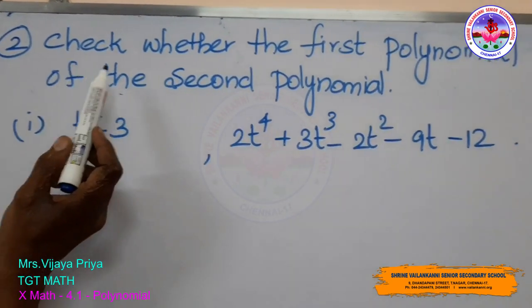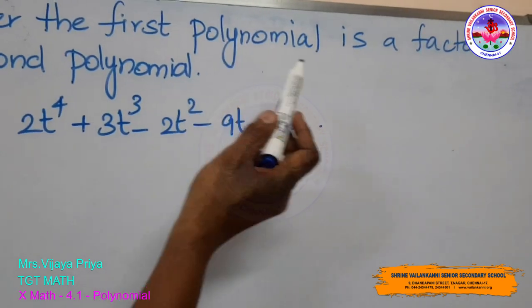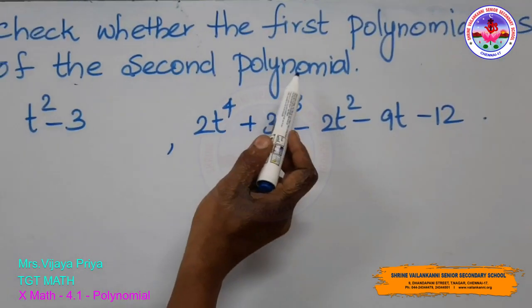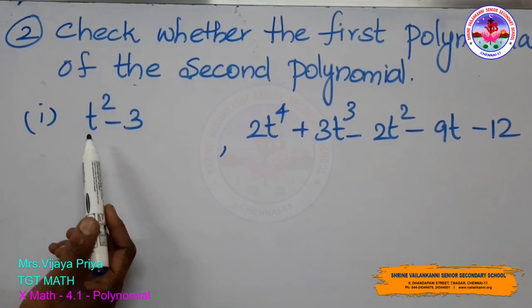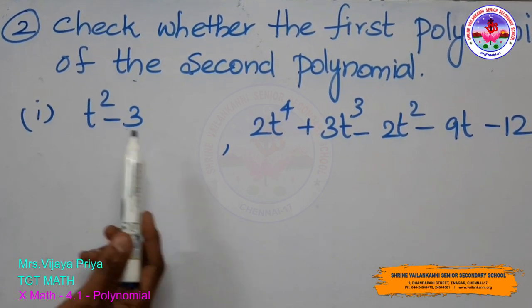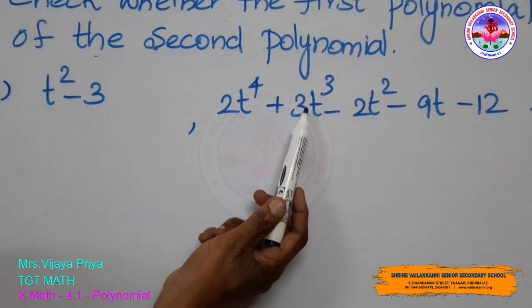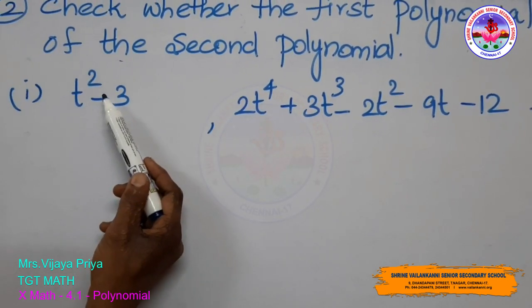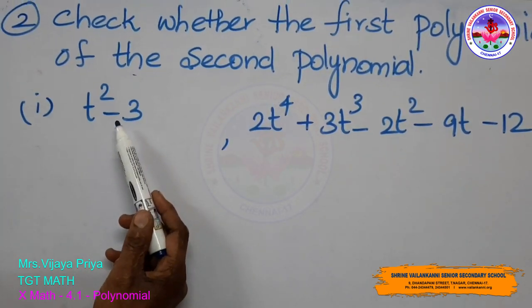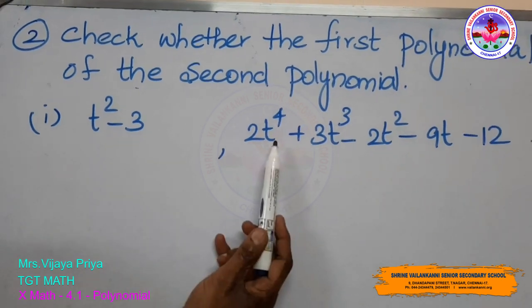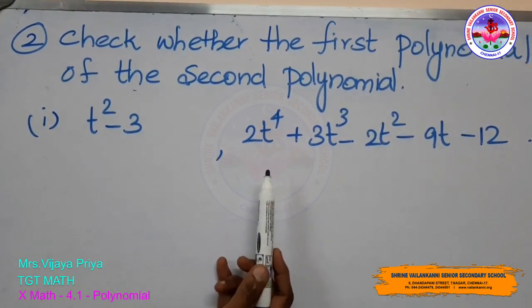Second problem, check whether the first polynomial is a factor of the second polynomial. So he has given the first polynomial g of x and the second polynomial p of x. So I am going to divide p of x by g of x, since it is given that g of x is a factor of p of x, where you should get the remainder as 0.